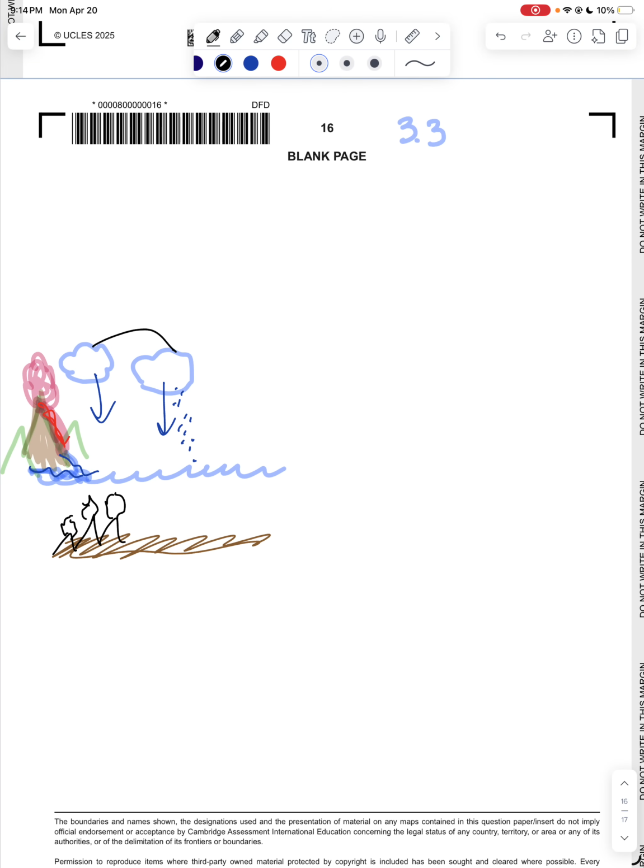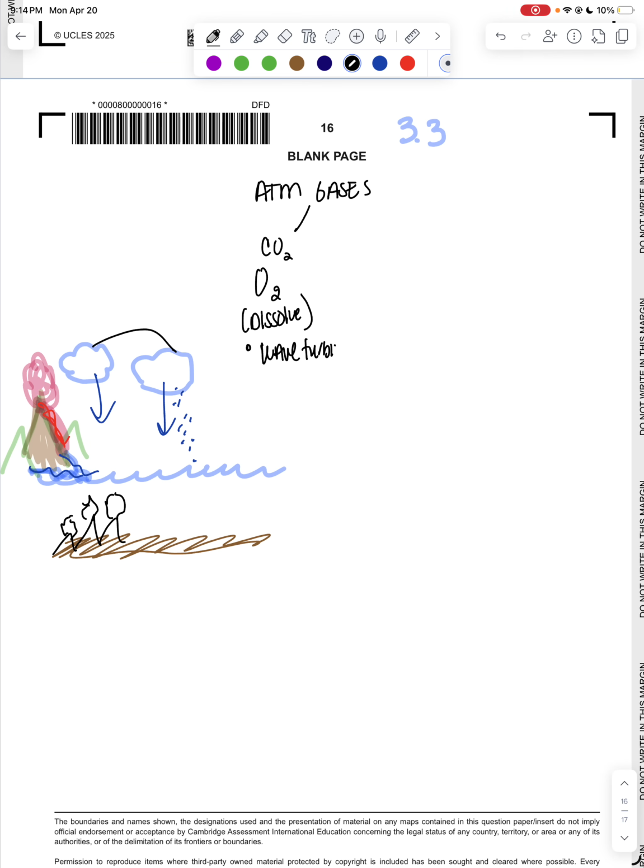So that one would be more like atmospheric dissolution, or atmospheric gases, like CO2 or O2. I really don't need that second line. They dissolve into the water. Things that can cause them to dissolve more: we can have wave turbulence. Factors in general that affect gas solubility.